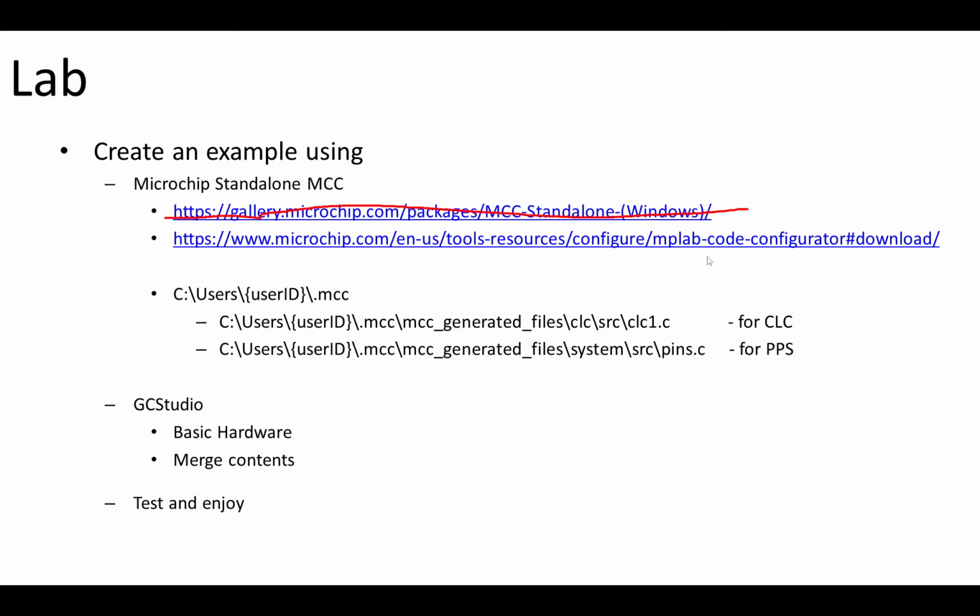For the CLC configuration, this part here, we're going to take it from a file that's been generated for us. And for the PPS, we're going to take it from another C file. And inside of GC Studio, we're going to set up the basic hardware and just merge the components. Test and enjoy. So, recap.